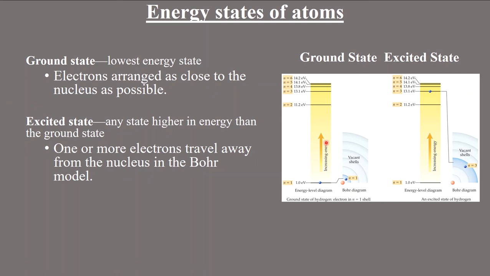For instance, a hydrogen electron can jump from n equals 1 to the second shell, third shell, fourth shell, and so on.